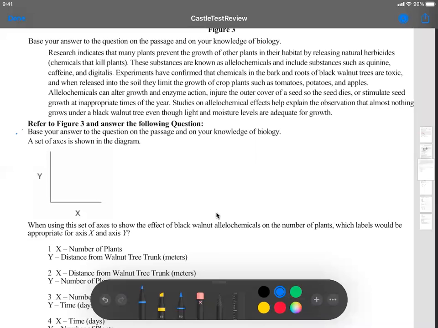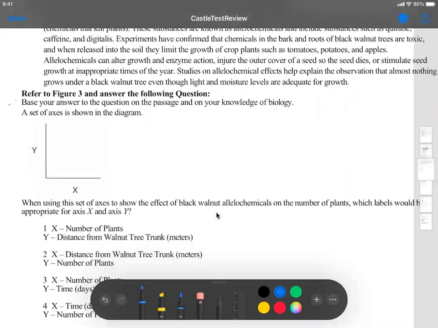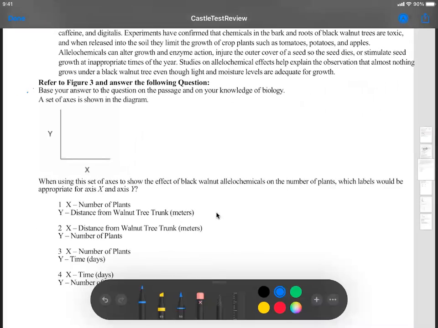A set of axes is shown in the diagram. When using this set of axes to show the effect of black walnut allelochemicals on the number of plants, which labels would be appropriate for axis X and axis Y? So this one required you to know which variable goes on which axis. All right, show me what you got in 3, 2, and 1. All right, can I hear from Baylin, please?